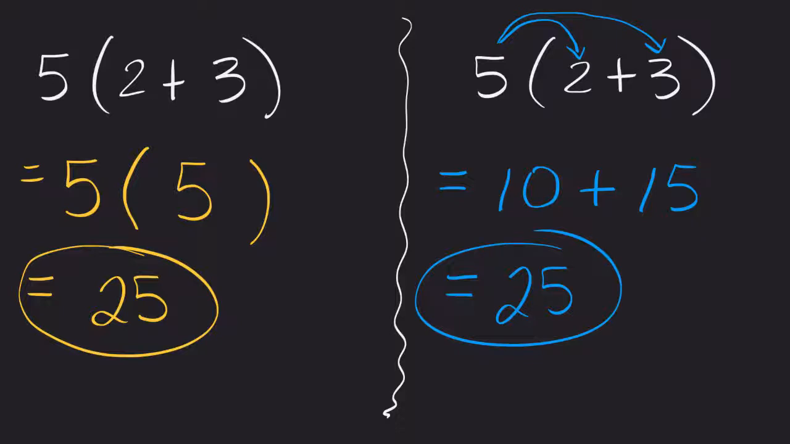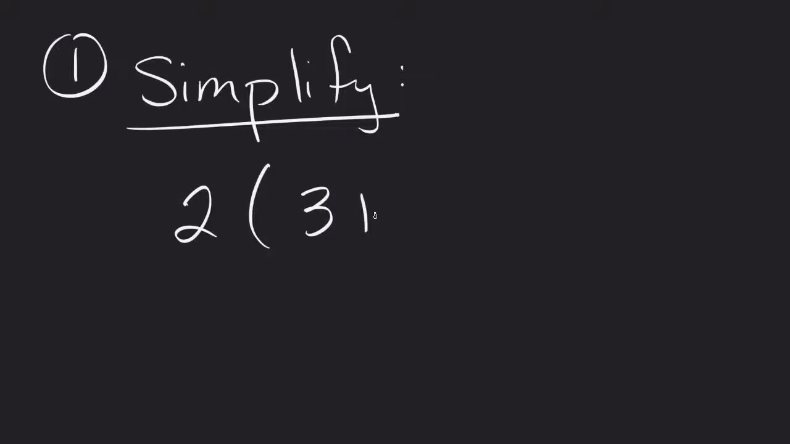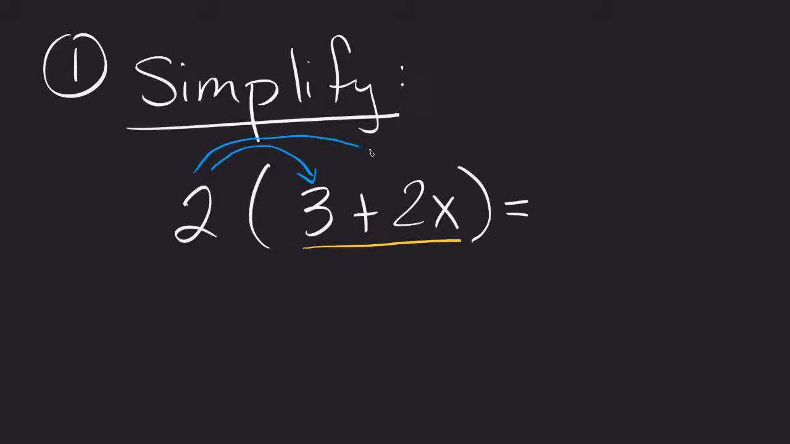Now, why would that be useful for algebra? Well, what happens if I give you a problem like this? Simplify. And I ask you to do 2 times the quantity of 3 plus 2x. Inside the parentheses, 3 plus 2x, those aren't even like terms. I can't put those together, so I don't have a choice in this case. I have to use the distributive property. I'm going to multiply this out.